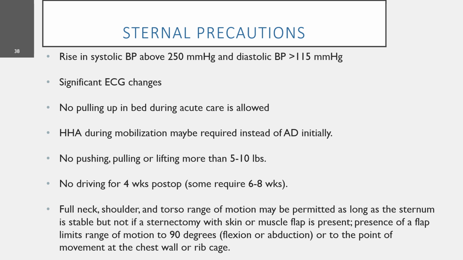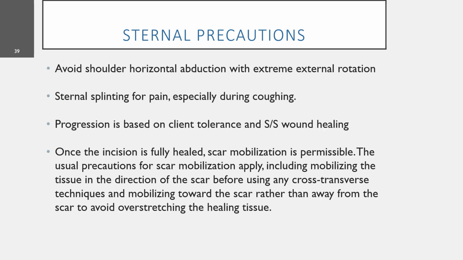Full neck, shoulder, and torso range of motion may be permitted as long as the sternum is stable, but not if a sternectomy with skin or muscle flap is present, or the presence of a flap limits the range of motion to 90 degrees flexion or abduction, or to the point of movement at the chest wall or rib cage. Also, avoid horizontal abduction with extreme external rotation. Use sternal splinting for pain, especially during coughing. Progression is based on patient tolerance and signs and symptoms of wound healing.